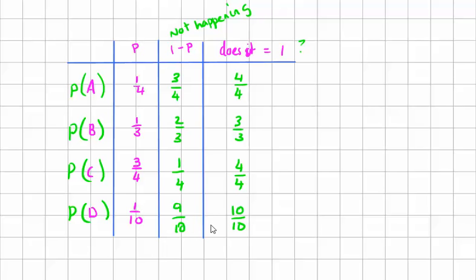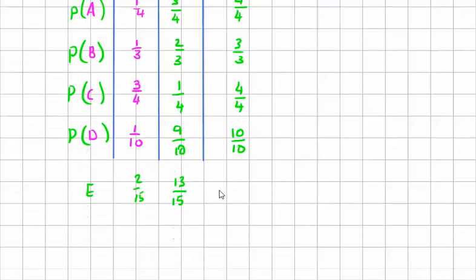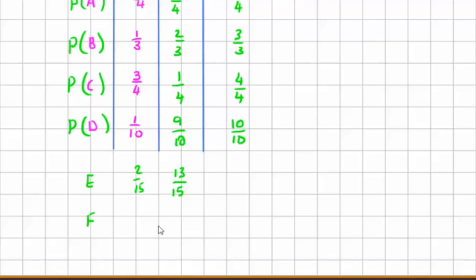So the other ones: if the probability of E is 2 out of 15, the probability of not E, Millie? 13 out of 15. 13 out of 15, good. If the probability of F, Jamie, is 7 out of 8, the probability of F not happening must be 1 out of 8.